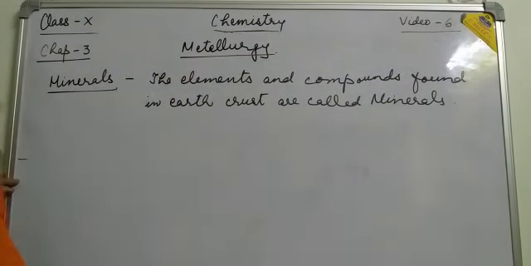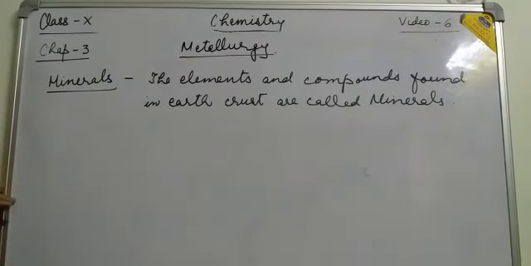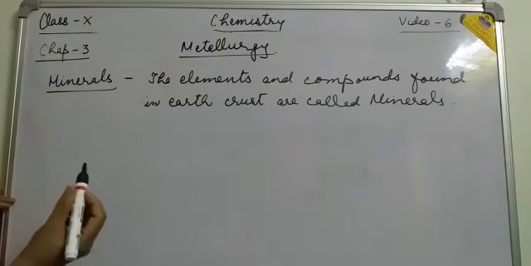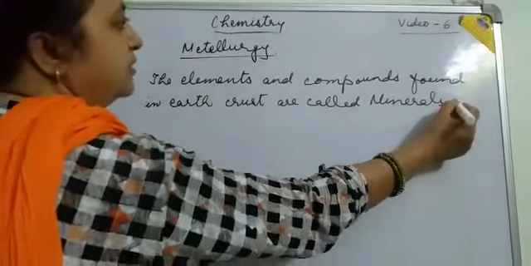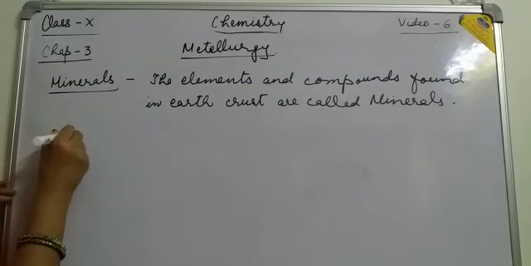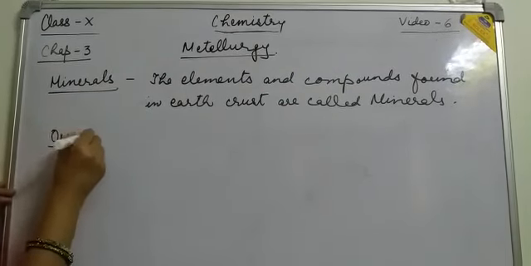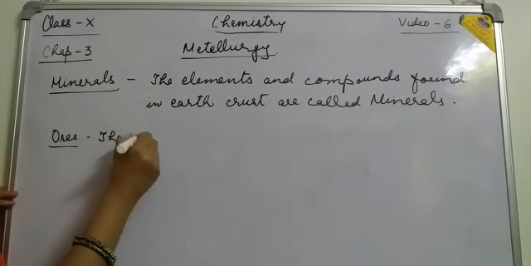So all elements and compounds found in the earth's crust are minerals. We can extract metal from these minerals, but it is important to note that if extracting metal from a mineral is non-profitable, it is only a mineral, and if it is profitable, then it becomes an ore. What are ores? Ores are minerals.